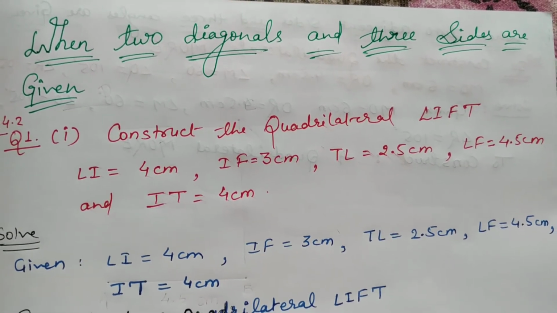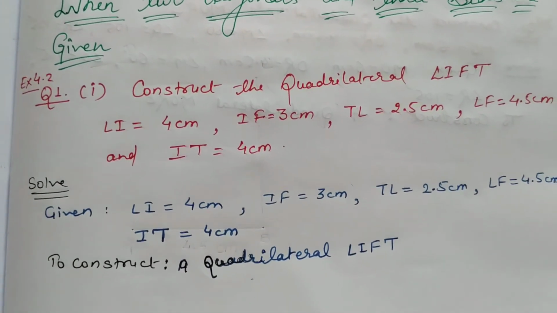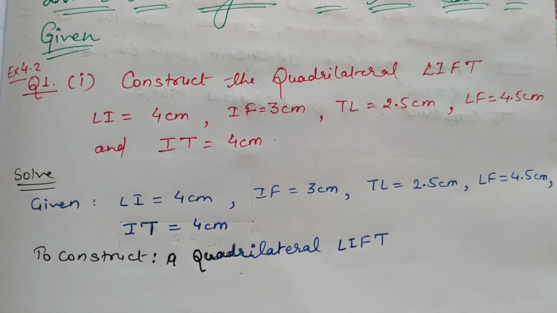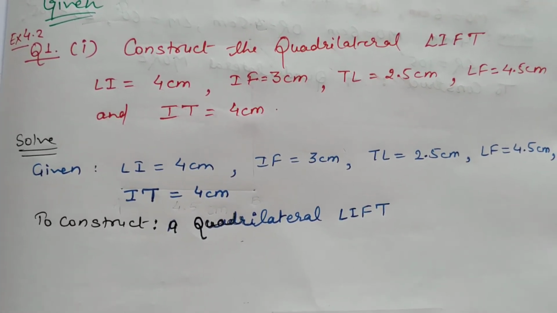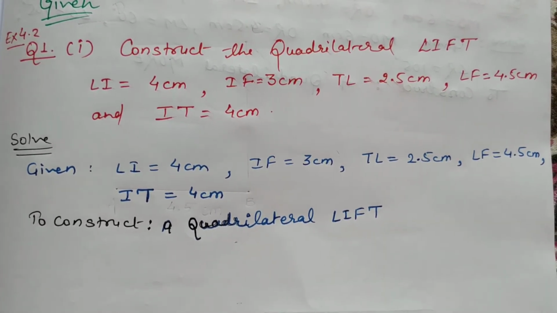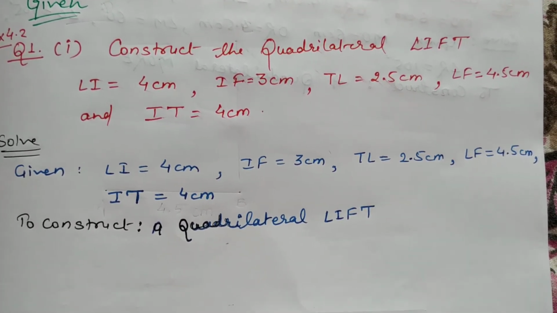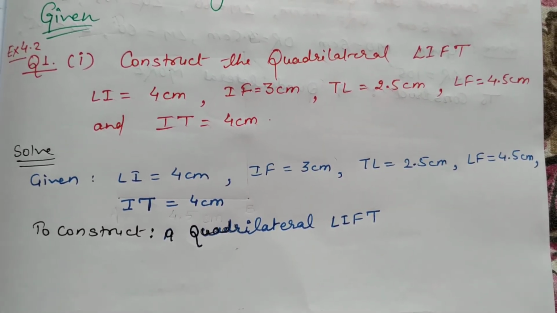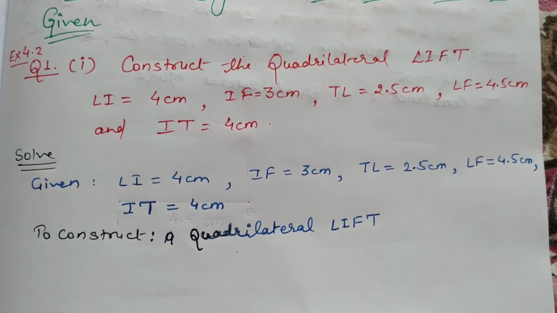Now let us start our construction. Here I wrote all the measurements first, to construct the quadrilateral LIFT. Three sides LI, IF and TL are given, and two diagonals LF and IT are given. Now let us take any of them aside. You can take LI, IF or TL. The choice is yours. Here I am going to take LI first.